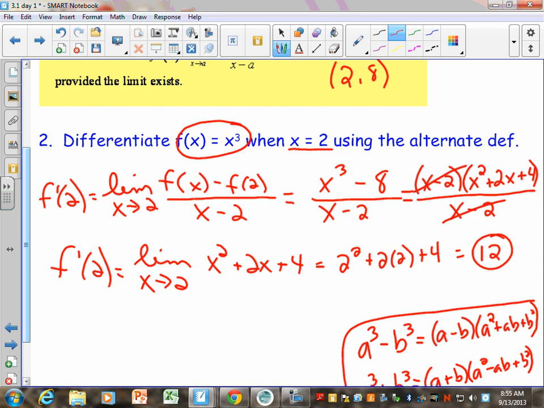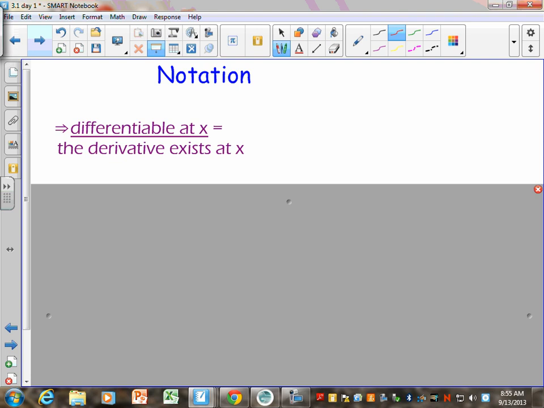But before we do another example, I want to give you all those lovely words that you love. Take a break from the algebra. We kind of talked about this already, but if it says it's differentiable at x, that means that the derivative exists at x.